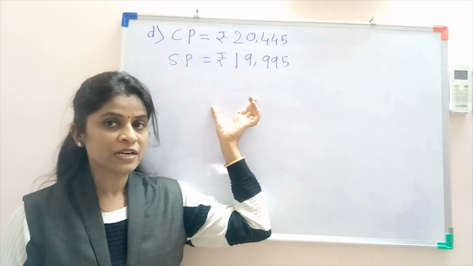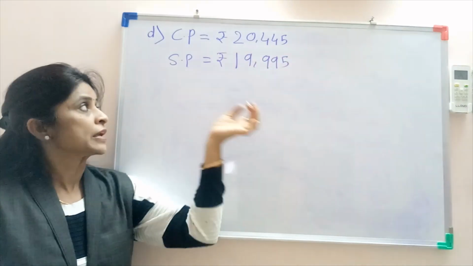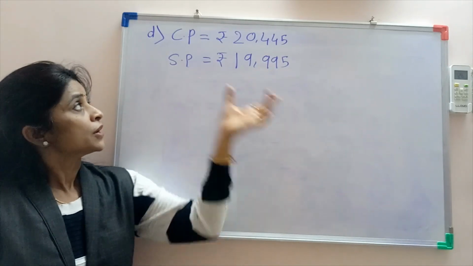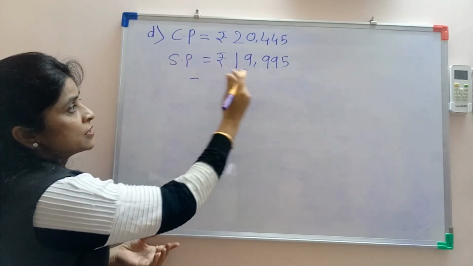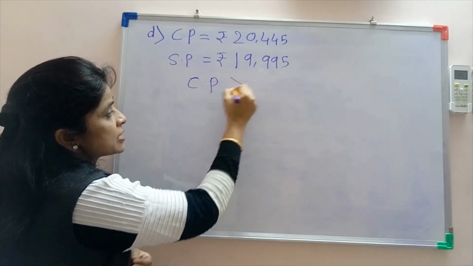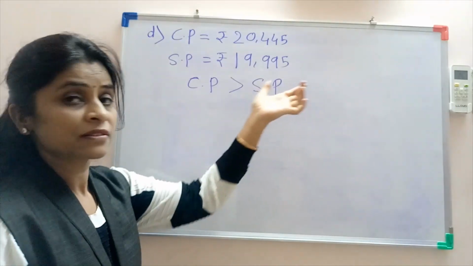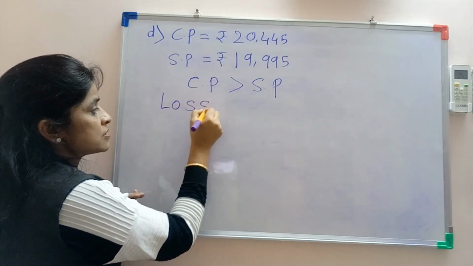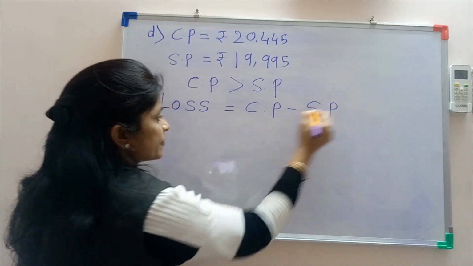Let's see this example, students. Now here cost price is rupees 20,445 and selling price is rupees 19,995. Now students, look at which one is greater. Here cost price is greater than the selling price. If cost price is greater than the selling price, that is nothing but the loss. Loss is equal to cost price minus selling price.